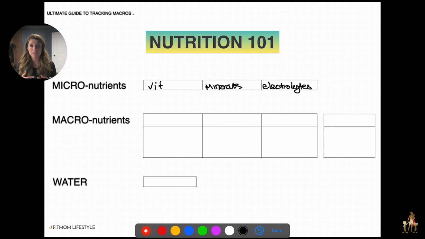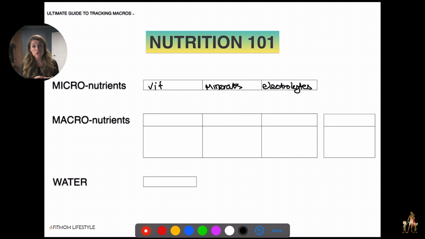When we look at water, which we're going to talk through today, sometimes we can dilute the electrolyte balance in the body by drinking too much water. And electrolytes are very important. They play a lot of roles in the body in terms of enzymatic functions. So these are the important things in terms of micronutrients.